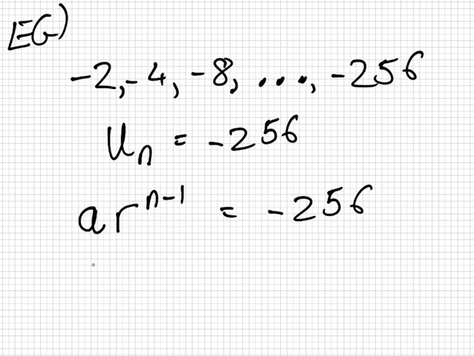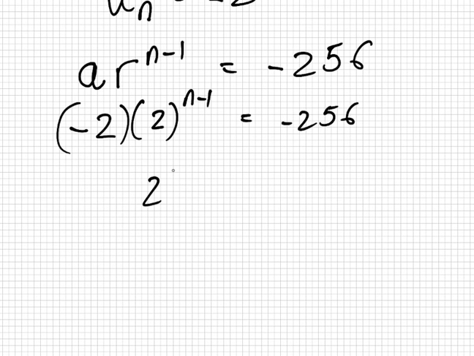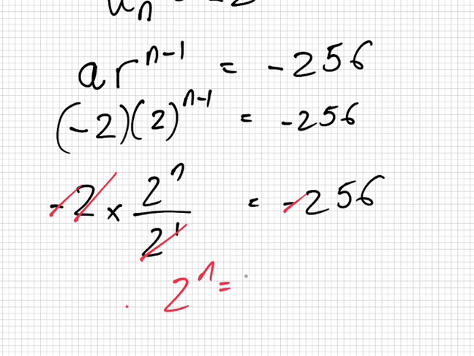What's A? And R? 2. We can use our little trick again. So we have 2 to the n over 2 to the 1 multiplied by minus 2 equals minus 256. So I should take this. Oh, well, in fact, that cancels that, doesn't it? And the minus cancels the minus here. So you're left with 2 to the n equals 256. Splitting the n minus 1 into 2 to the n over 2 to the 1.